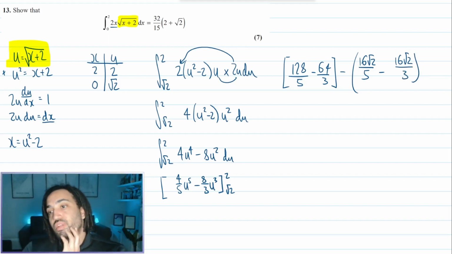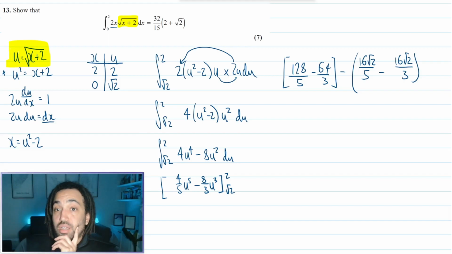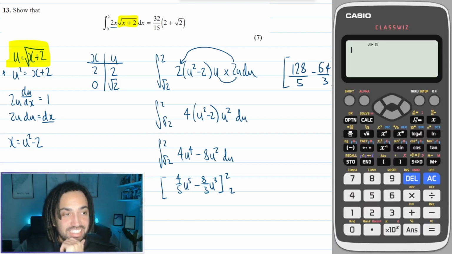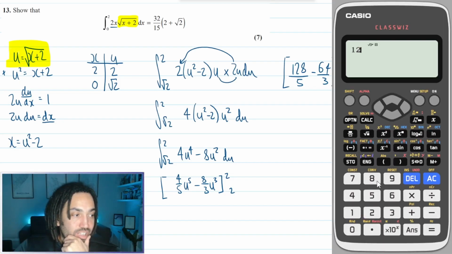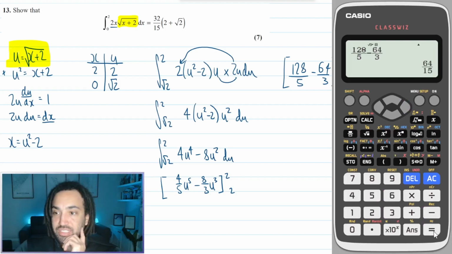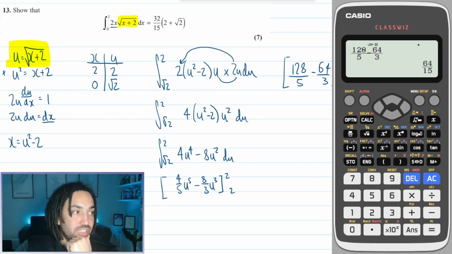I think I'm going to use my calculator. Okay, so 128 over 5 minus 64 over 3 is 64 over 15. Okay, phew, that's going to work. 64 over 15. Okay, let me just write that down here. 64 over 15, and then we're minusing.